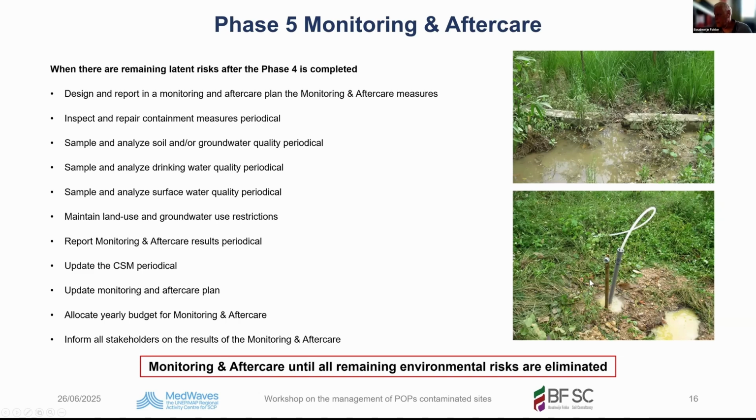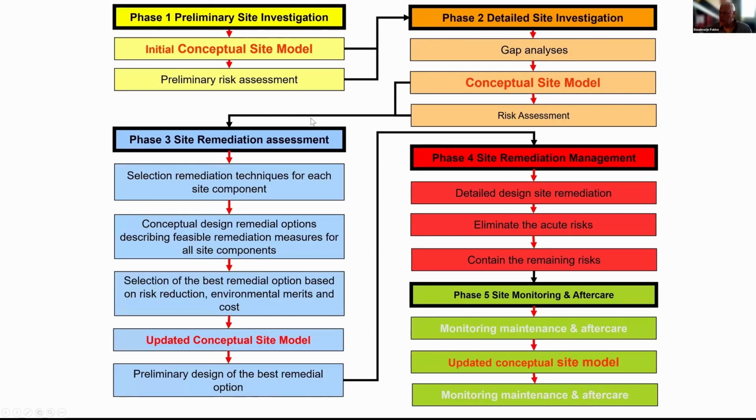When the situation changes, maybe the frequency of the sampling can be reduced. And an important aspect: allocate a yearly budget for the monitoring and aftercare and inform stakeholders on the results. This process continues until the remaining environmental risks are eliminated. Any questions? Okay. So this is the summary of all the phases, the deliverables.